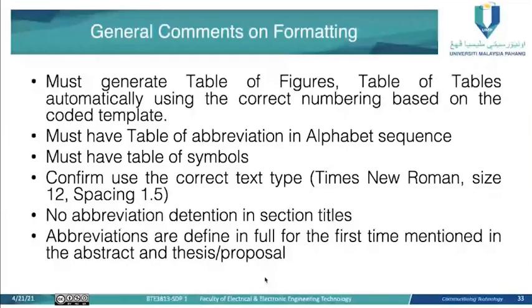No abbreviation should be defined in the section or subsection title. Abbreviations are defined in full for the first time. For example, if you use the words Internet of Things, then the abbreviation will be IoT. This is only one time you mention in the abstract, one time in the text. Other than that, you use IoT. No need to say Internet of Things anymore. If you define the abbreviation one time, you just go with the shortcut for the further writing.